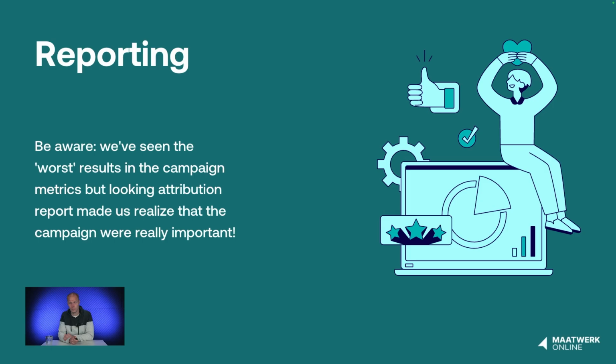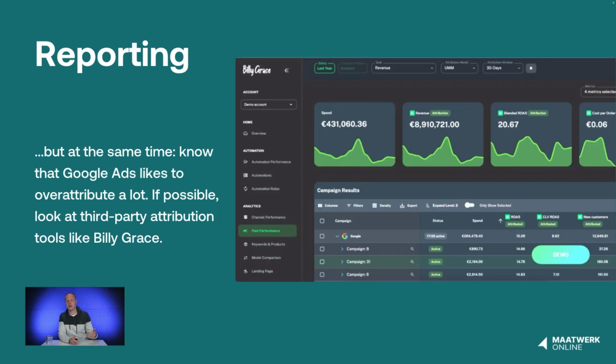Next up is the R for reporting. And again, you've seen the slide before. I really want to emphasize this one. We've seen the worst results in the campaign metrics, but looking at the attribution report made us realize that demand gen campaigns were actually more important to us than it looks like in the first place. You could use the Google Ads interface for that, but you can also use third-party attribution tools like Billy Grace, for example, or Nordbeam, which is also a good solution for this.